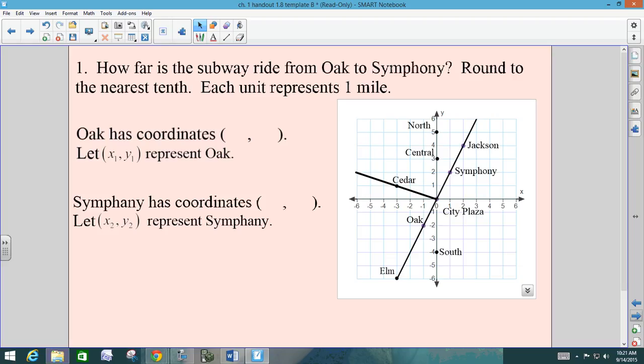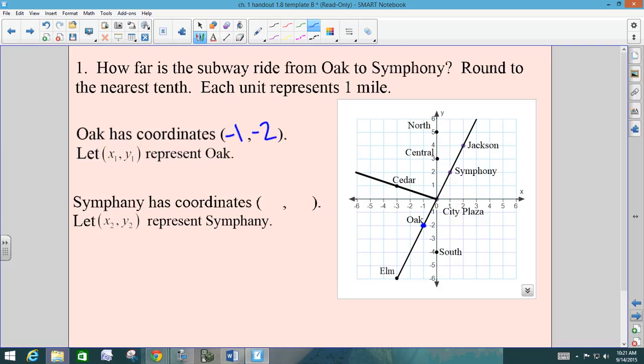Number 1 asks, how far is the subway ride from Oak to Symphony? Round your answer to the nearest tenth. Each unit represents 1 mile. So when I look at the graph, between each unit, that's 1 mile in distance. We want to know the distance from Oak to Symphony. What quadrant is Oak in? The third one. Good. What would we say its ordered pair is? Excellent. -1, -2.